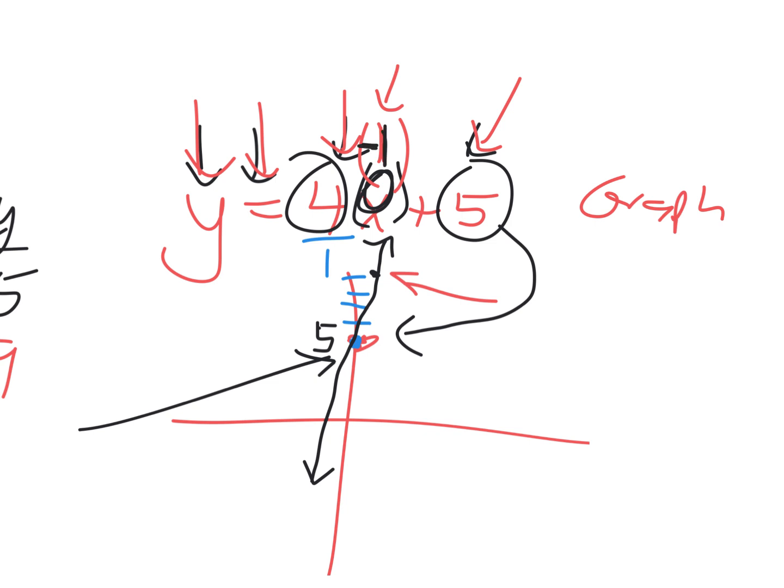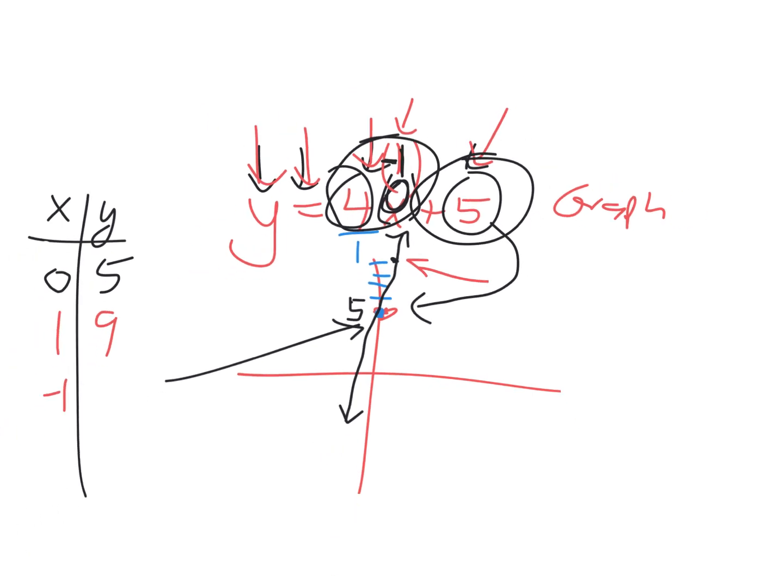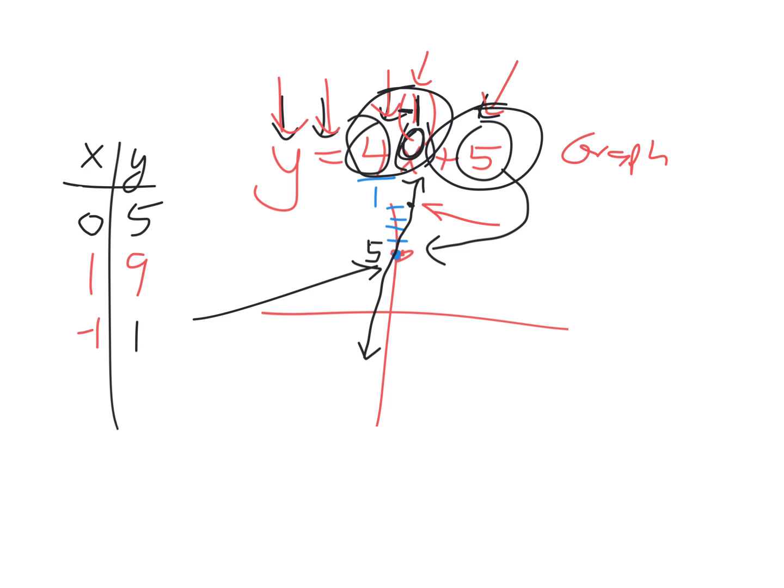-1 goes right here. This becomes -4 plus 5. What is -4 plus 5? It is 1. Raise your hand if you had 1. Okay, good. I feel like you're tracking with me then.